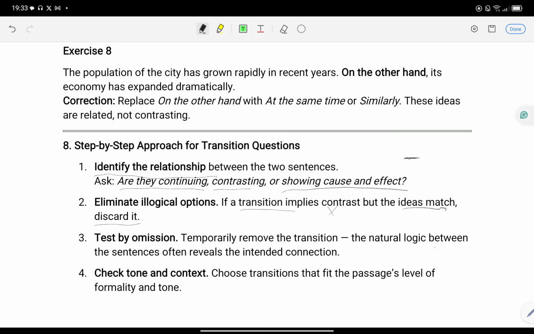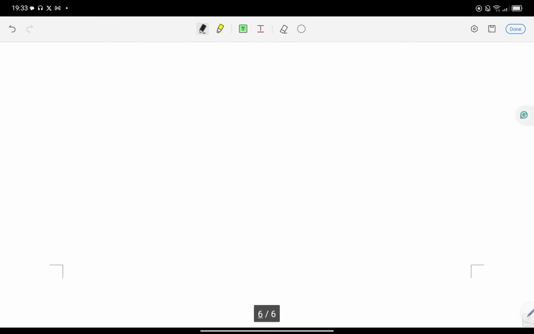Of course, you check the tone and context, and then you choose transitions that fit the passage's level of formality and tone. Is it formal? Is it informal? Choose a transition that fits that context.